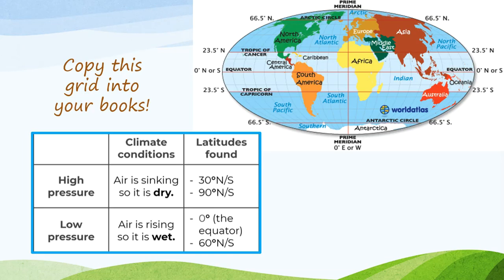Copy this grid into your books. So take a moment to pause the video now while you do that. High pressure, this is where the air is sinking, so it's dry. And the latitudes where high pressure can be found are 30 degrees north or south and 90 degrees north or south. Areas of low pressure, the air is rising, so it's wet. So we're talking about areas around the equator, and it's 60 degrees north or south.